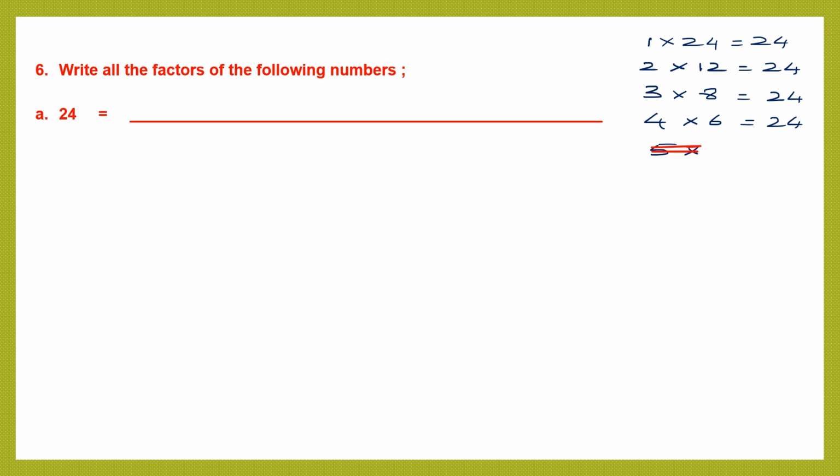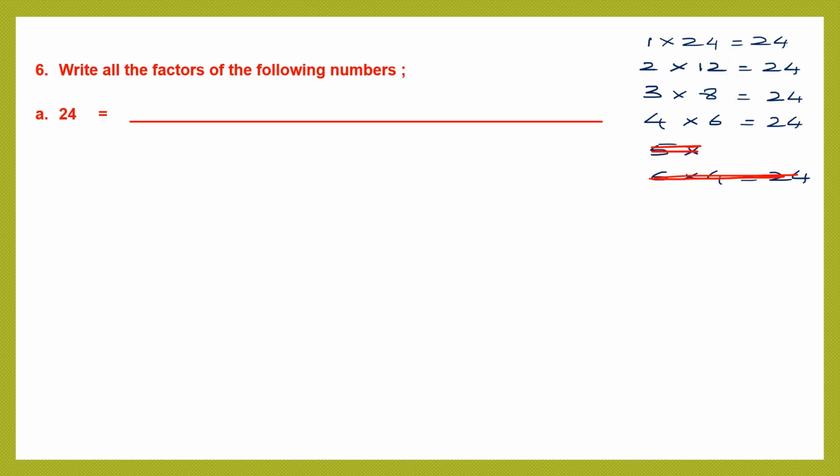Then let's go to 6. 6 into 4 is 24. But can you see, 6 is there, 4 is there. That means we don't have to repeat it. So what are all the factors of 24? You start from here, come down and then go up: 1, 2, 3, 4, 6, 8, 12, 24.